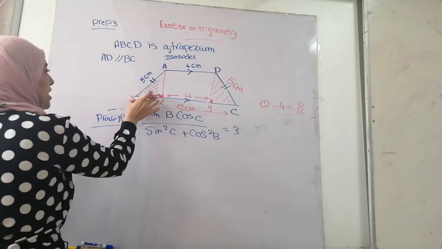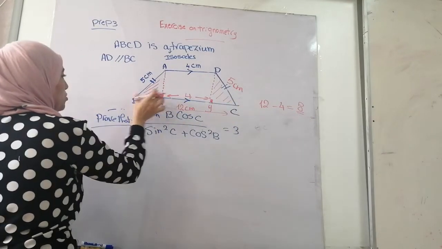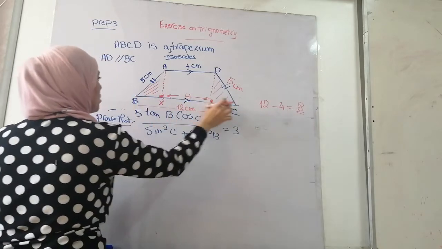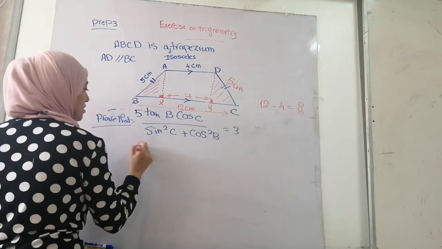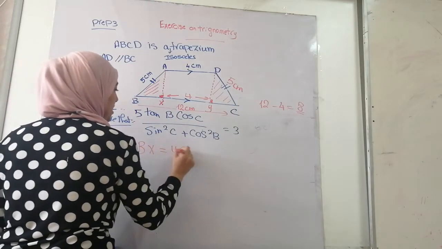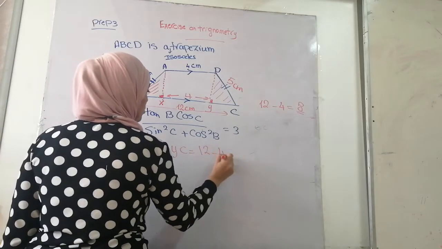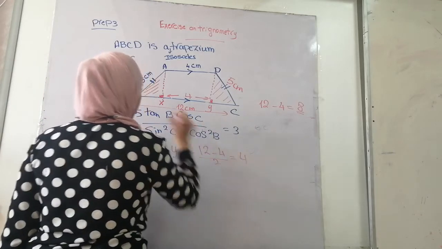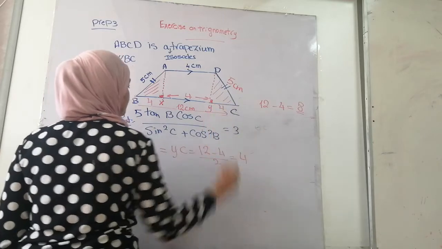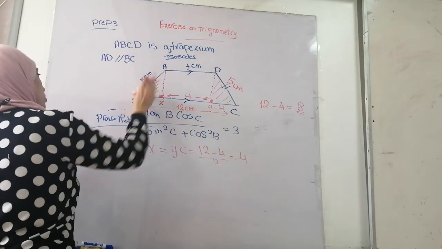I distribute 8 on both sides. Why? Because they are congruent. So BX equals YC equals 12 minus 4 divided by 2 equals 4. So here 4 and here 4. Now I have this 4 and this 5.